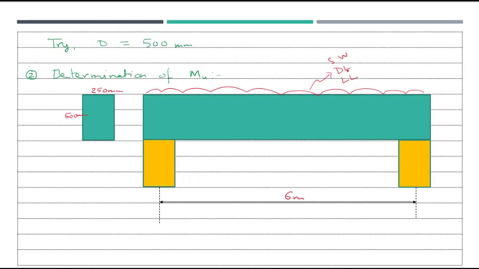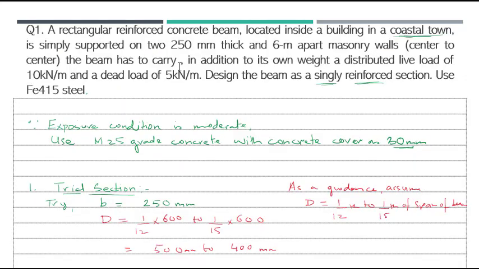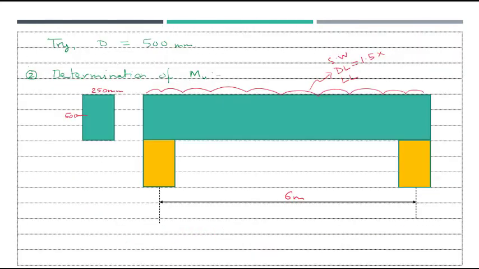So what will be the ultimate dead load? It will be the partial factor of safety of load because of dead load, which is 1.5, into the dead load which is given to you, 5 kilonewton per meter. So here it becomes 1.5 into 5. What about live load? Again, the load factor is 1.5 into 10.